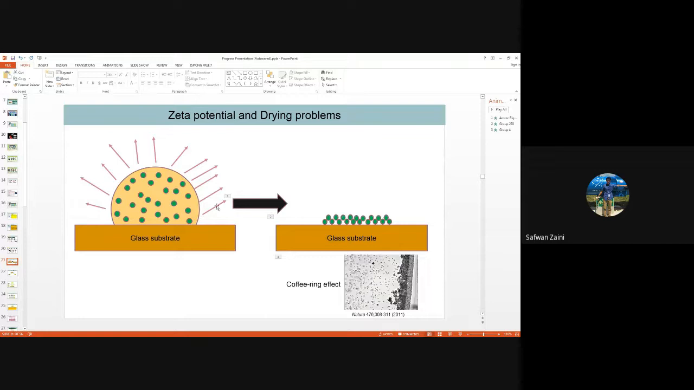What happens in this drying problem is that when the liquid evaporates from the free surface of the drop, there is what we call a capillary flow. This capillary flow drives the particles to the contact line, and with time it helps in the deposition of particles on the contact line. This is a classic phenomenon called the coffee ring effect, because similar patterns are found when a droplet of coffee dries.